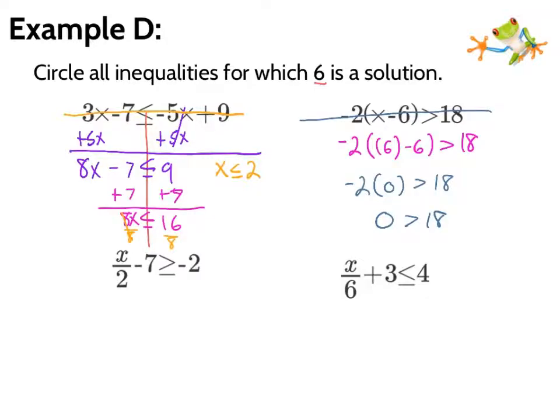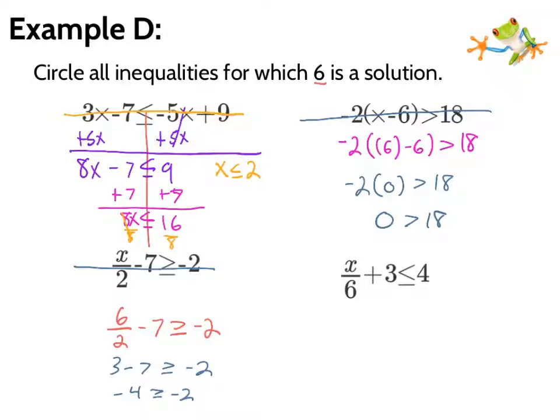Now let's go down to the bottom one. Again, I'm going to do my substitution here, so I'm going to plug in my 6 for the x: 6 divided by 2, minus 7, greater than or equal to negative 2. 6 divided by 2 is 3. 3 minus 7, greater than or equal to negative 2. 3 minus 7 is going to be negative 4. Negative 4 greater than or equal to negative 2. I don't believe that is correct, so this one is not a correct answer either.